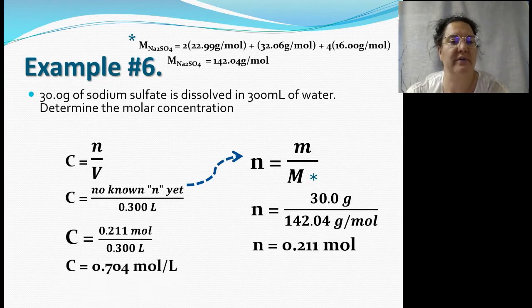So the concentration of a solution where 30 grams of sodium sulfate is dissolved in 0.300 liters of water is 0.704 moles per liter. Again, we need to make sure we're using the right units and have the correct information, in this case moles, to solve for the concentration.